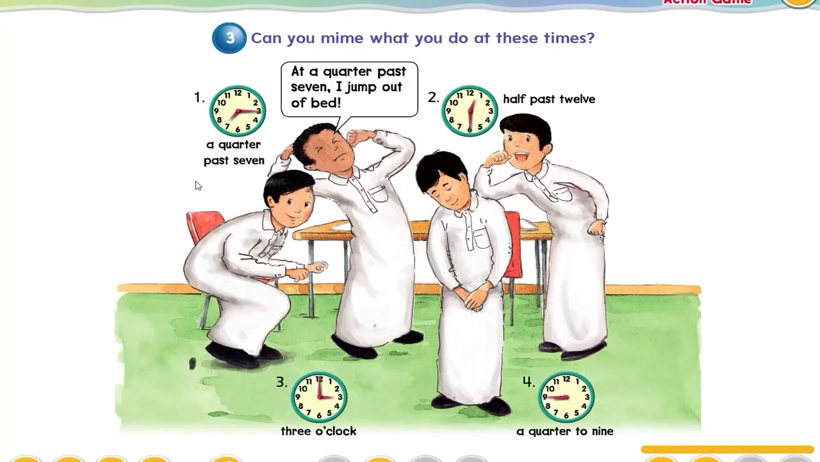At 7:15, I jump out of bed. At 12:30, I eat my lunch. At 3 o'clock, I ride my bike home. At 8:45, I jump into bed and dream a lot. Okay, good. Next group. Are you ready?